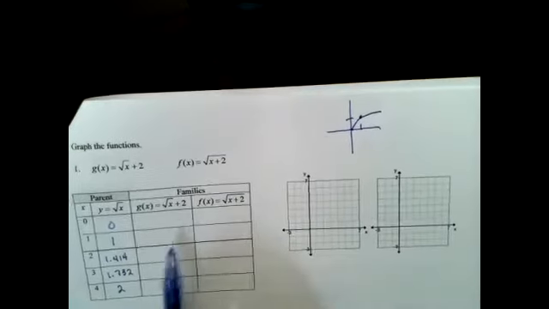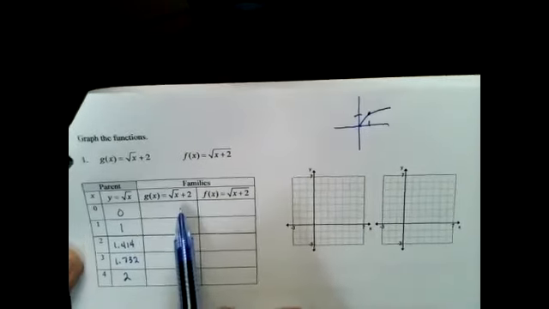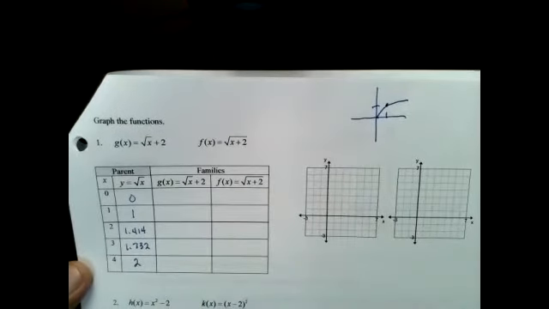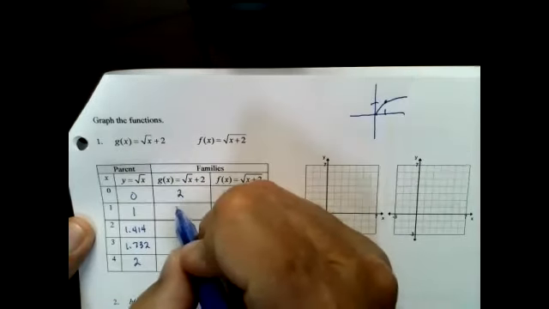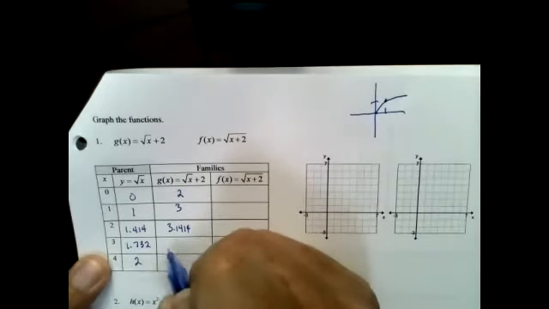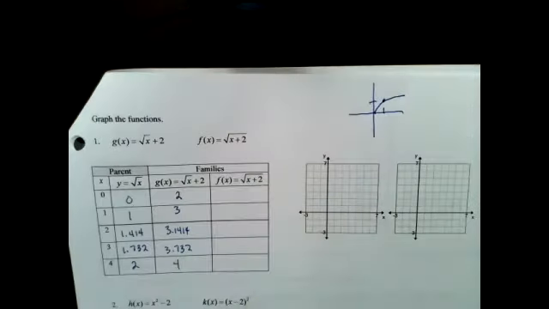All right, so now I'm going to take my parent function and I'm going to add 2 after I do the square root. Okay, so this is now going to be 2, 3, 3.414, 3.732, and 4.